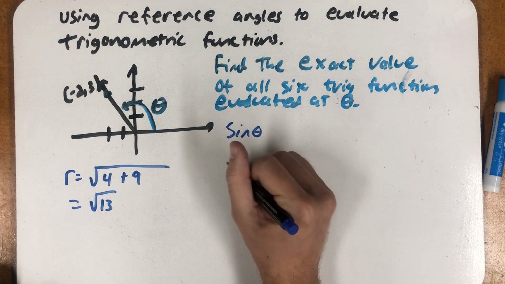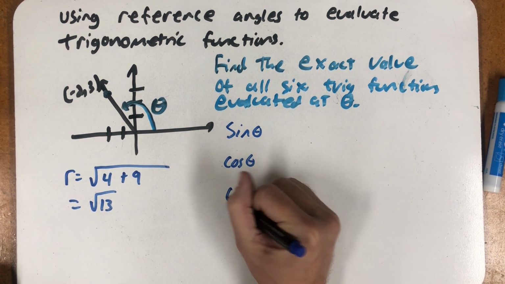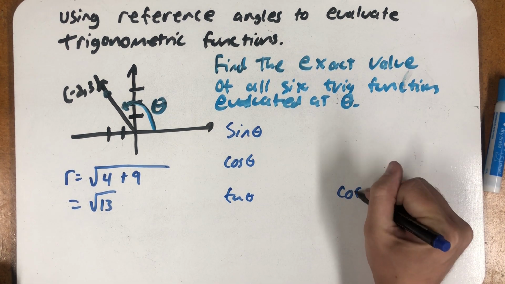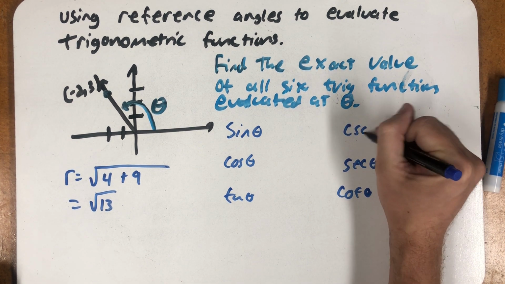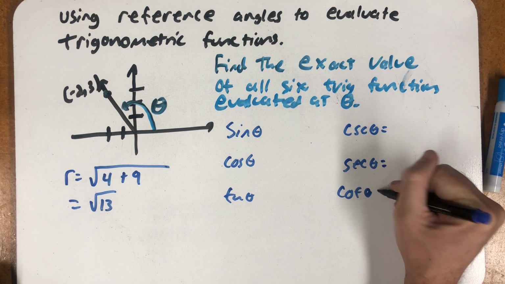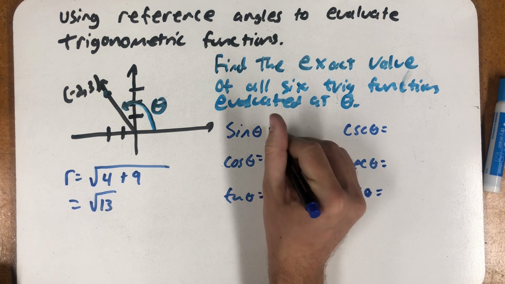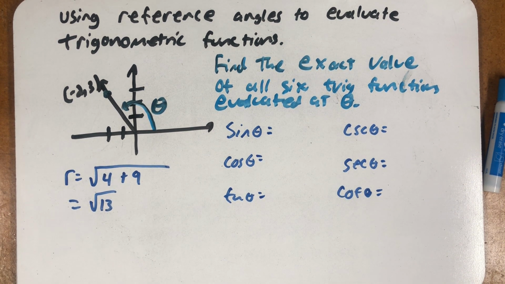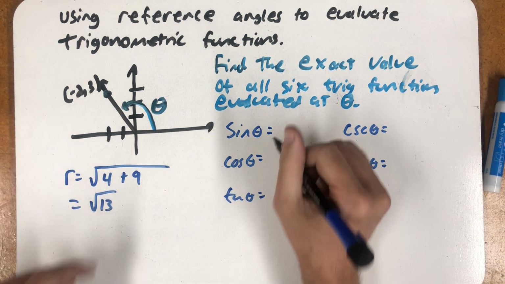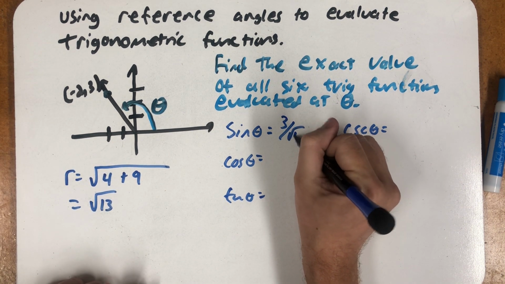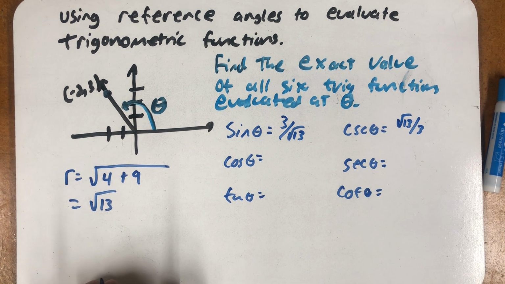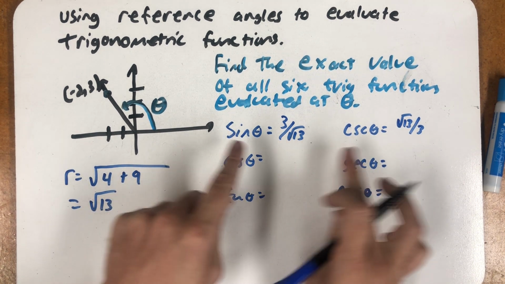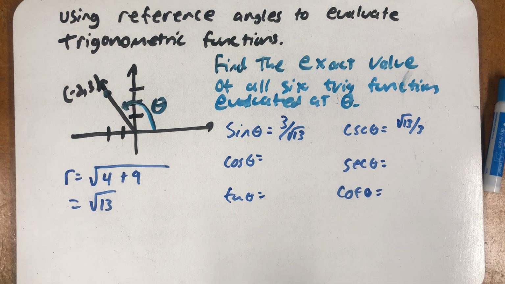All right, so sine of theta, cosine of theta, and I'll just write them all down, and then we'll find their exact values. Nothing about reference angles in this, just using the definitions of my trig functions. And so y over r, 3 over root 13. I'll go on and take its reciprocal to write down cosecant. And hey, sine and cosecant are positive. I have a second quadrant angle, so that's what I expected anyway.